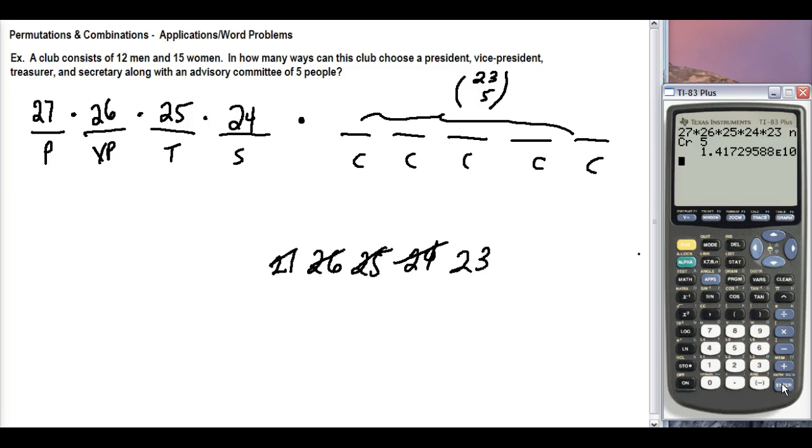Okay, and so that's given to us in scientific notation. The actual number here, I'm going to go ahead and write out. We have, let me go ahead and erase some of this. Get it out of our way here.